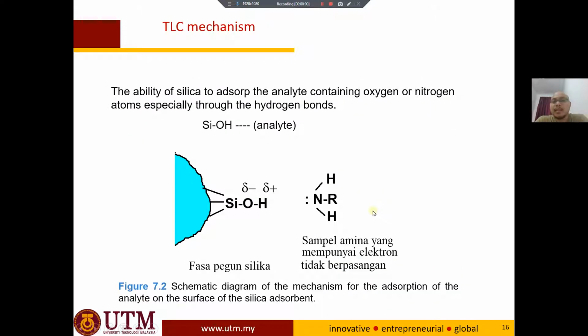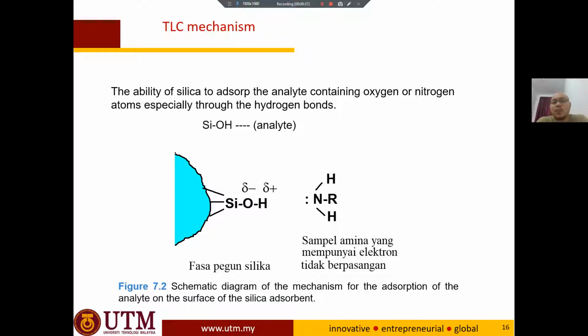Here is the TLC mechanism. For example, here is the mechanism of silica. Here we have the silanol. Silanol contains the OH group as the active site, so it can form hydrogen bonds with the analyte. The more polar the analyte, the stronger the interaction with this group. So it can form hydrogen bonds with nitrogen and oxygen. Very simple, right?